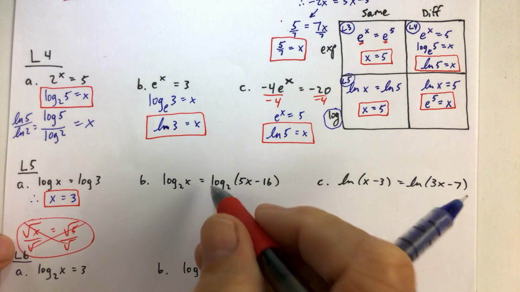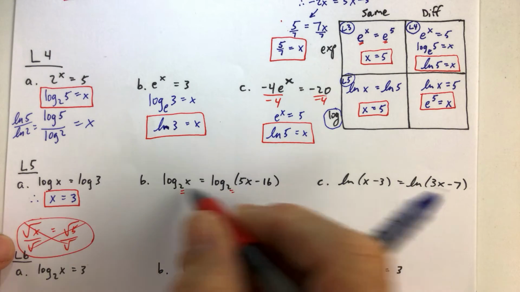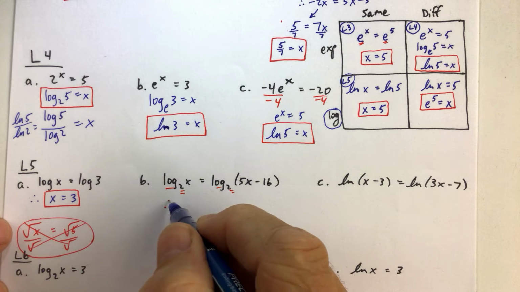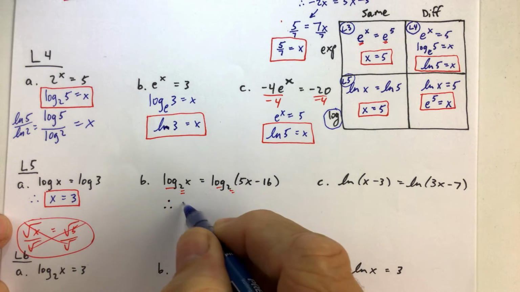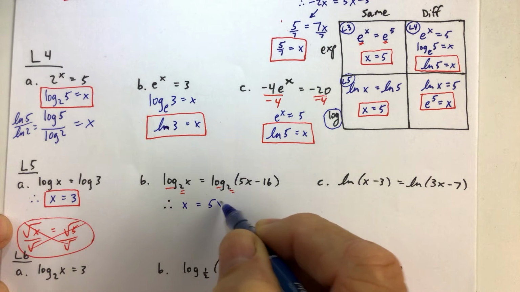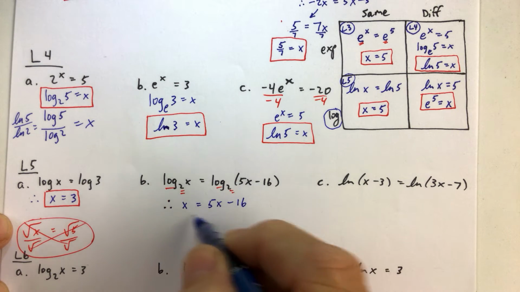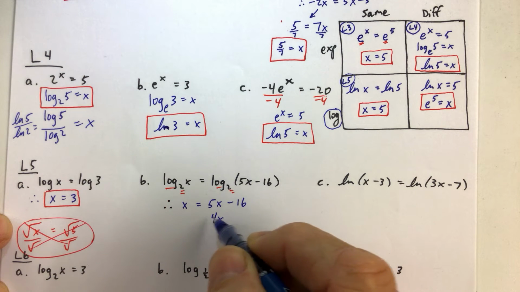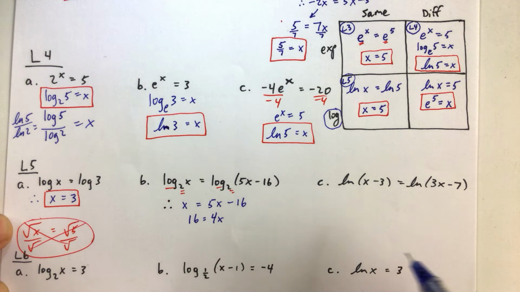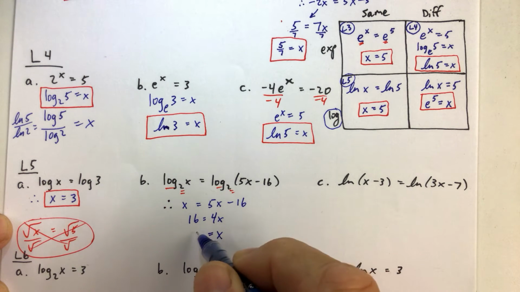And over here, same thing. We have a log on both sides, same base. So we would say therefore the argument on the left, which is x, is equal to the argument on the right, which is 5x minus 16. Now, if we subtract x from both sides, that gives us 4x on the right. Adding 16 to both sides gives us 16 on the left. And if we divide both sides by 4, we get x is equal to 4.